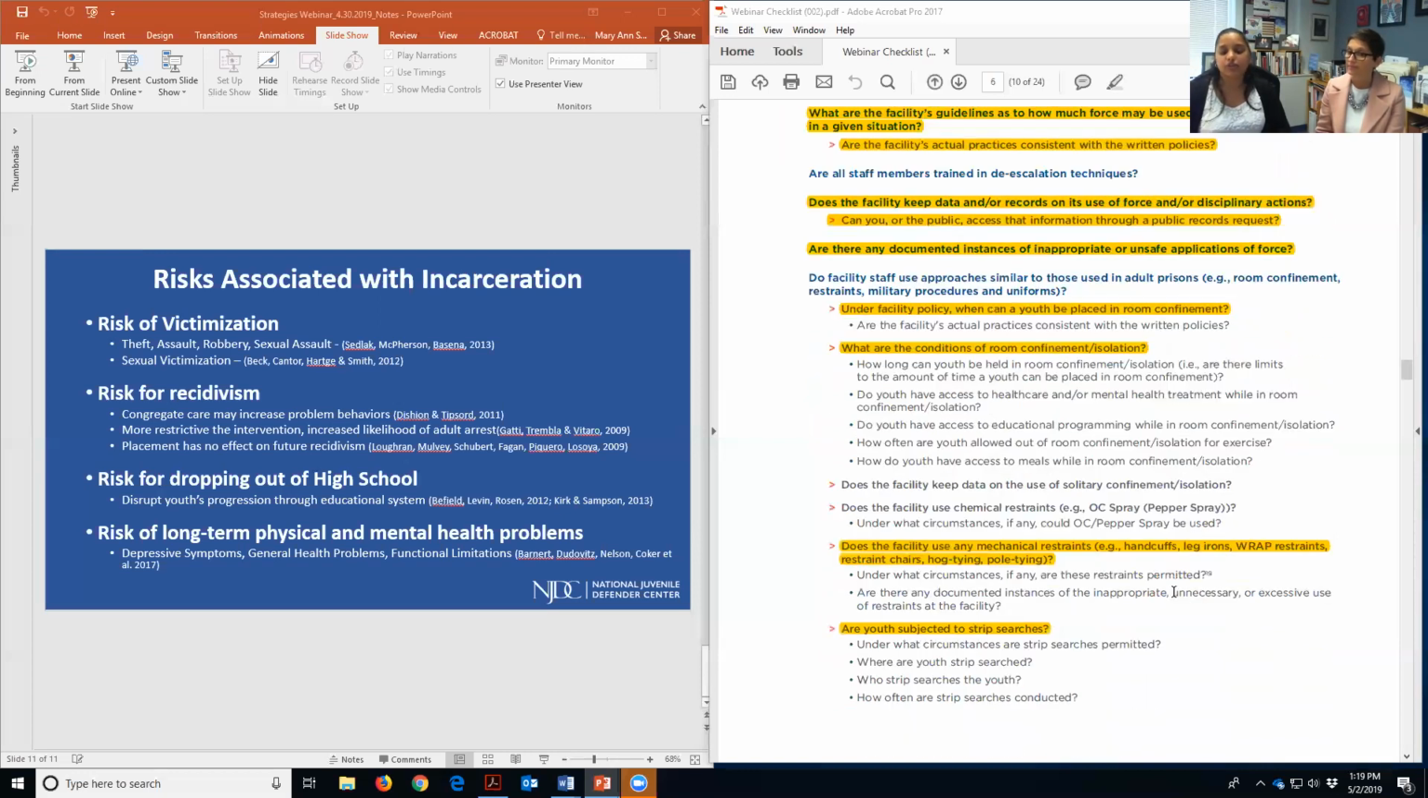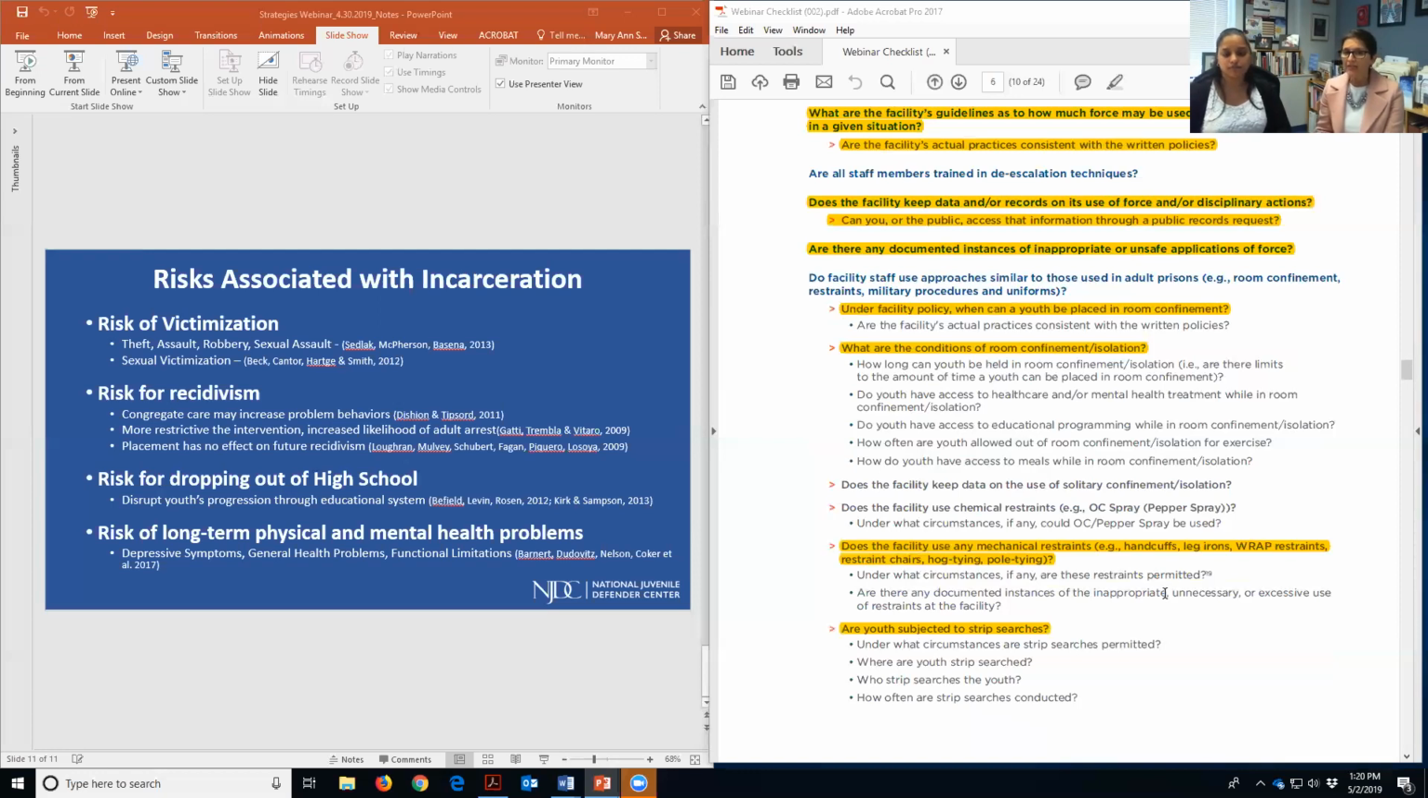Does the facility use any mechanical restraints, any chemical restraints? How often, for what purposes? Are youth subjected to strip searches? All of these levels of restriction have a tendency to expose the young person to more risk of victimization. And not only when it's used against the young person, but are they familiar with how often these things are used, and whether or not they're in fear? Just fear alone could be a form of risk of victimization.